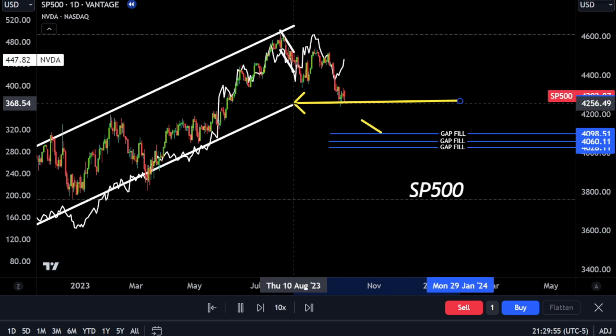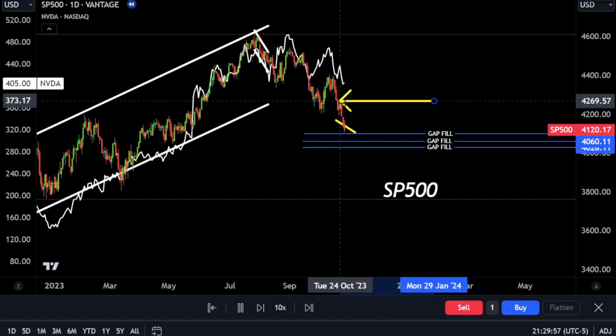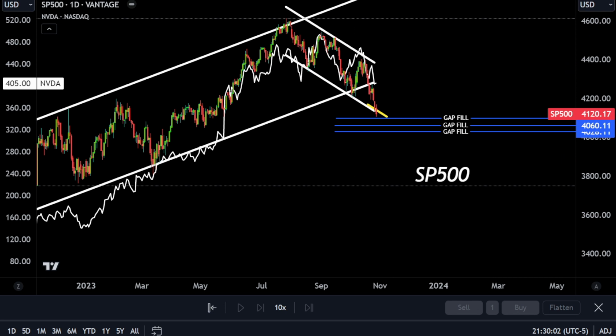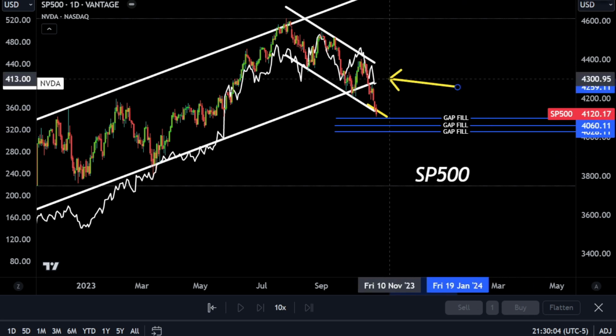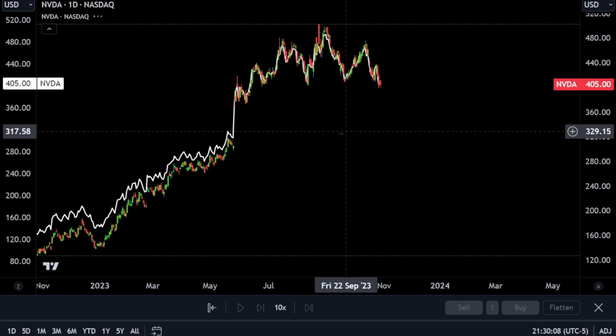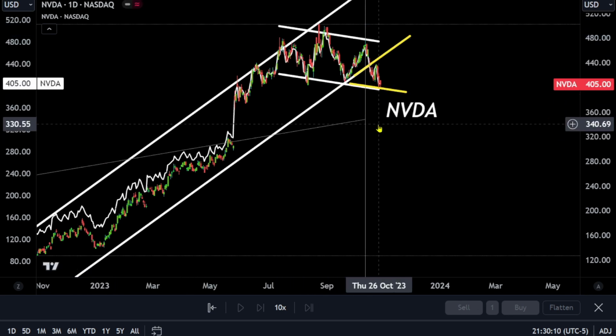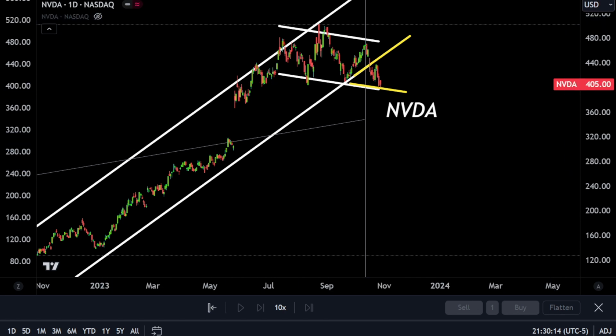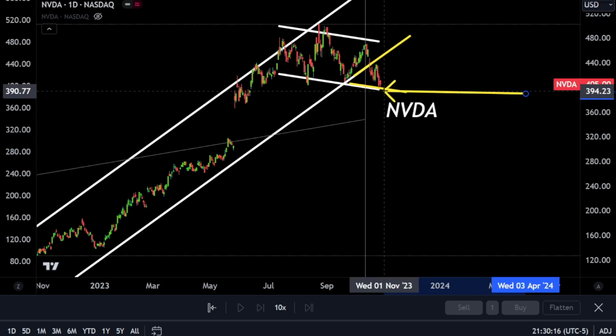It's breaking its channel right here. Now you see it's dipping ahead of it. Sometimes it'll do that, and then you'll see stocks catch up to it. Now the problem with NVDA is if it's not moving anymore with the market, you have to look at it like this. You have to go check the stock, chart it. So now NVDA is on support, right?